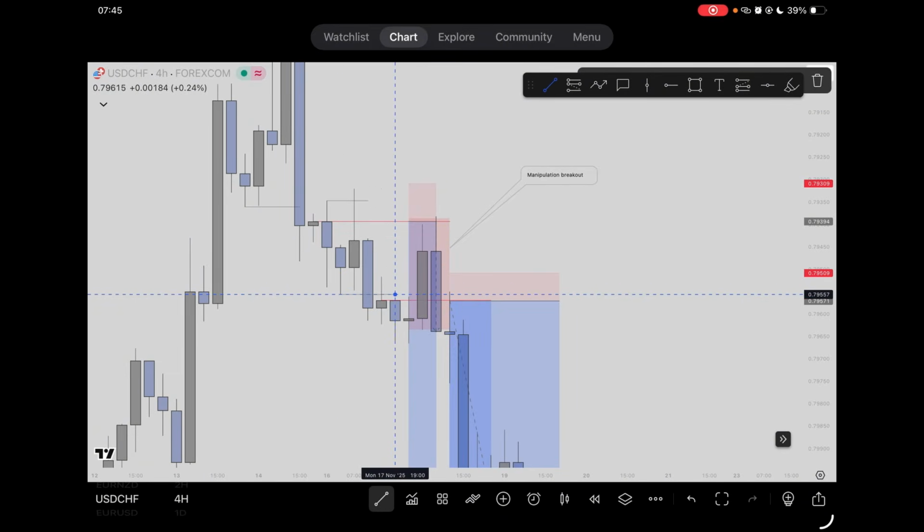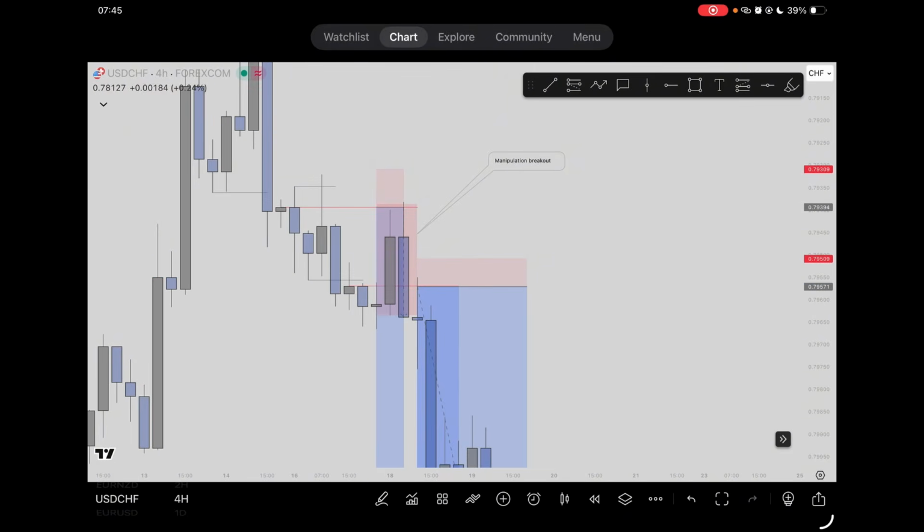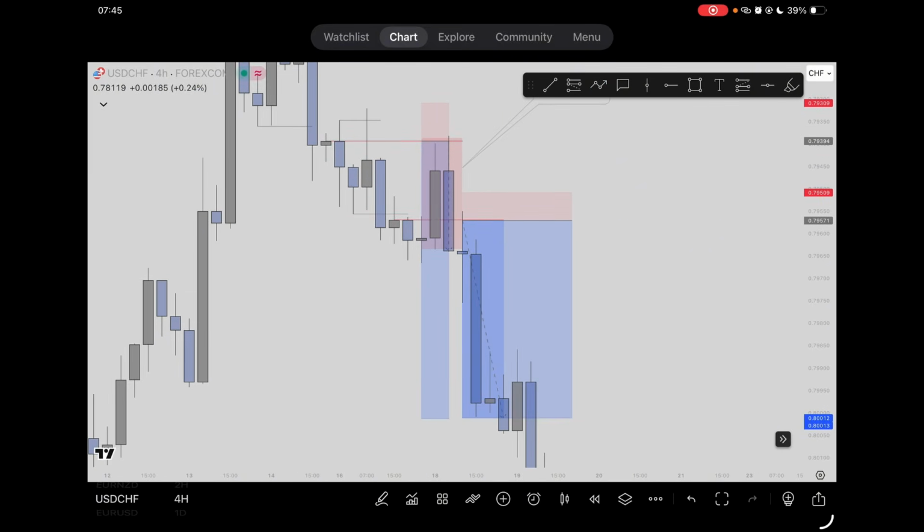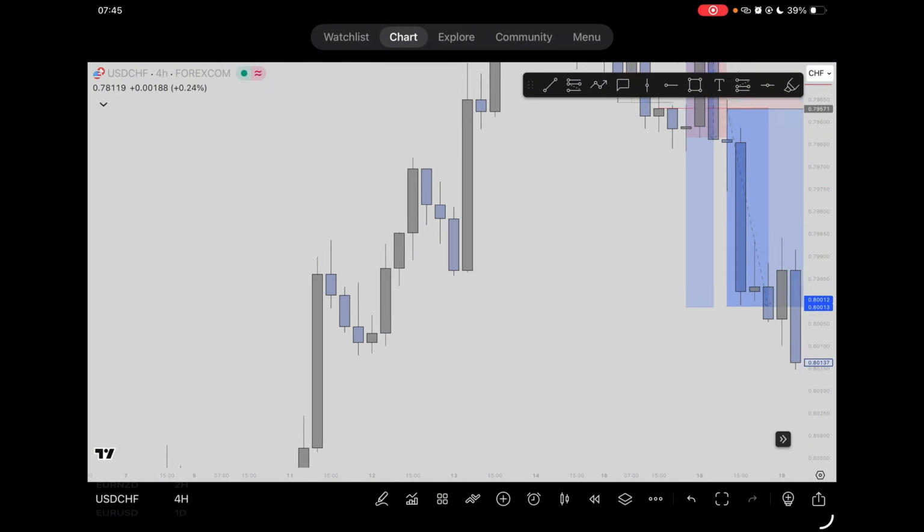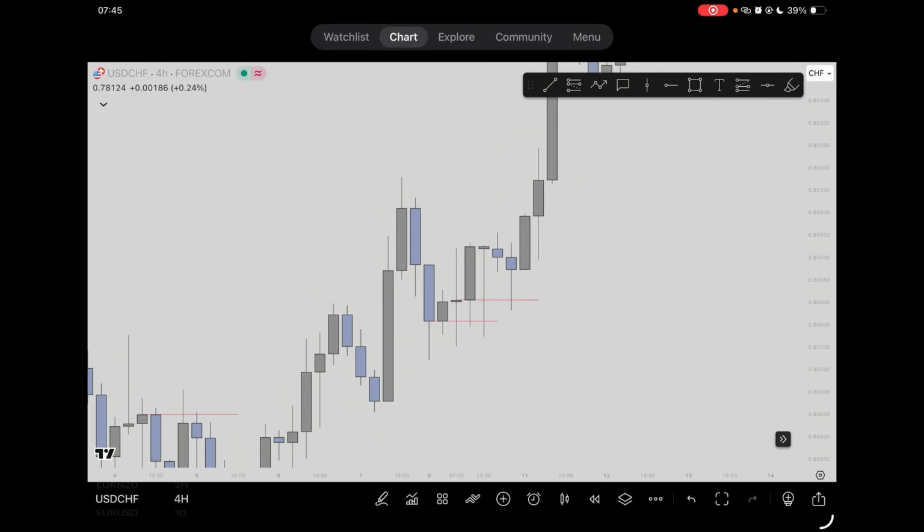For you to know that buys are weak, price is only weakening highs. See, it couldn't break above here. It only weakened it. Same thing, just going on. So let's move to more examples.